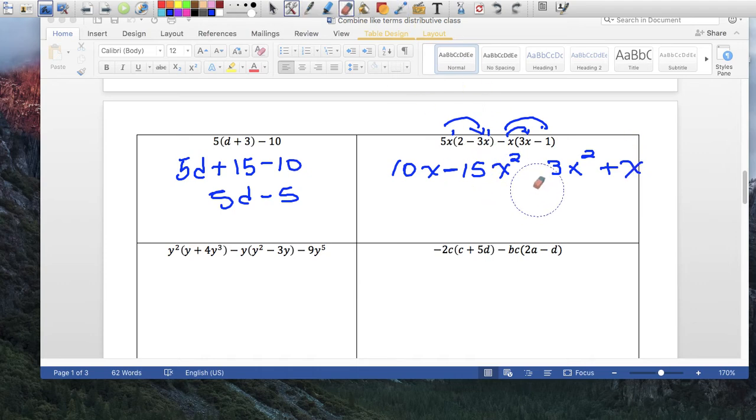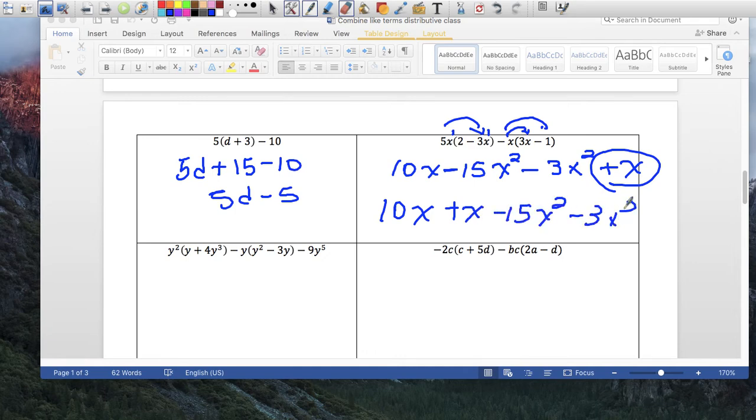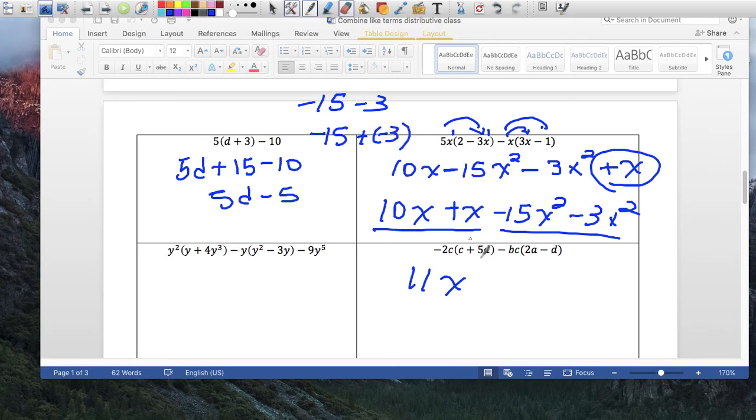Let me just make this, looks like a combine like terms. The 10x, let's move the plus x all the way to the second spot. The minus 15x go to the third spot, and the minus 3x squared goes to the fourth spot. These two I can combine, becomes 11x. These two is minus 15 minus 3. So minus 15 minus 3 becomes minus 15 plus negative 3. They're both negative, so it becomes negative 18, and then we just add our variable.